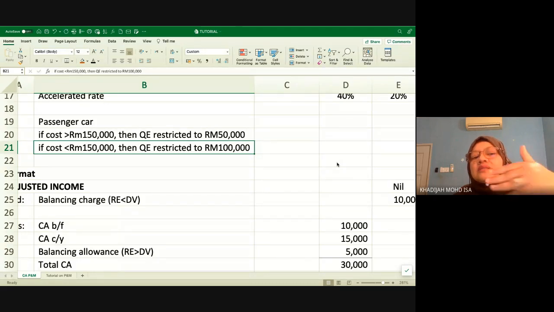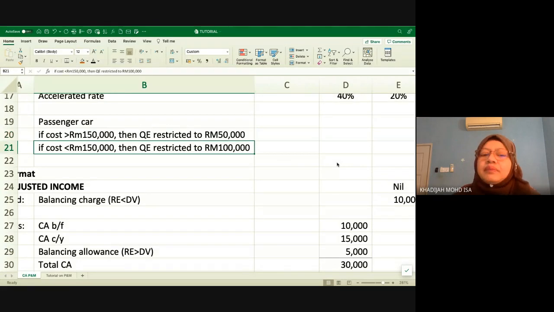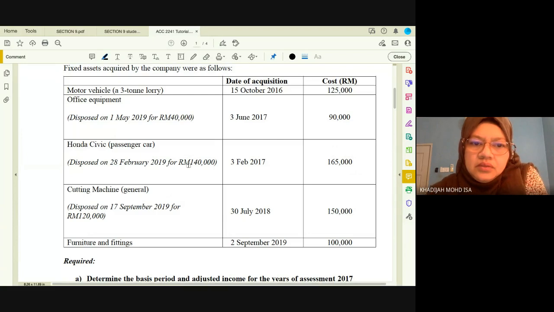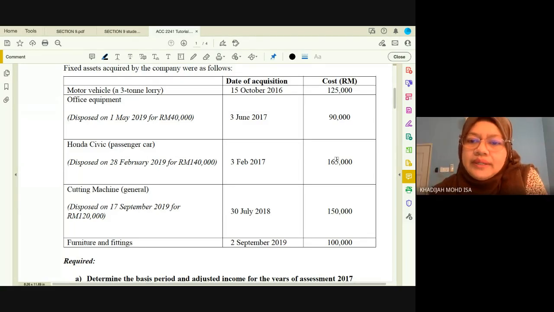But if the cost is more than that, then you have to restrict the QE, whether it could be 50,000 or 100,000, depending on the cost of the motor vehicle. So in this example, we have 160,000. What would be the QE for the Honda Civic passenger car? 50,000, because the cost is more than 150,000.